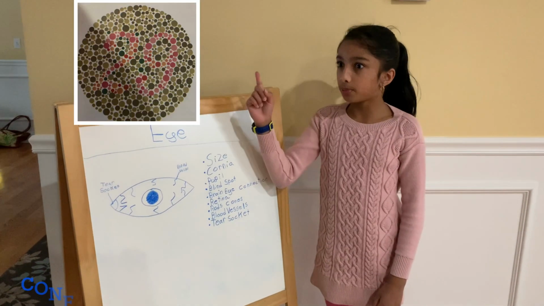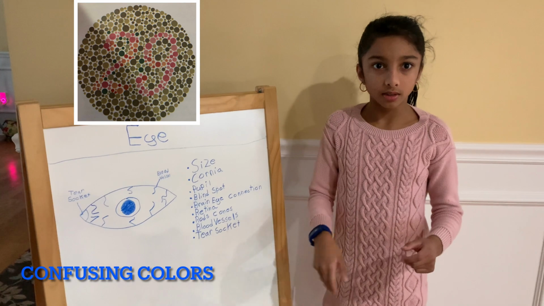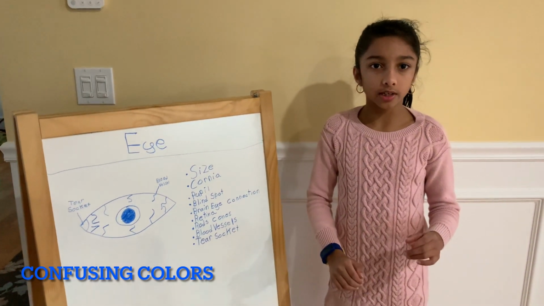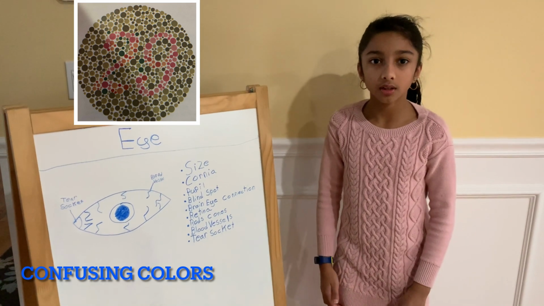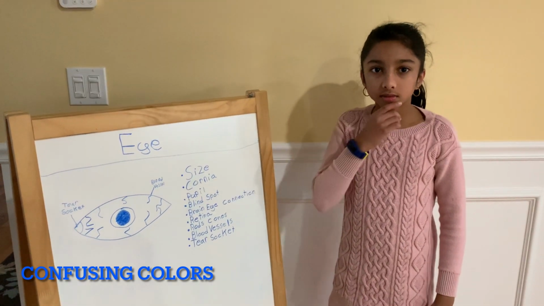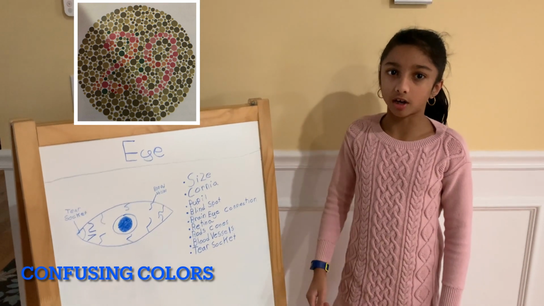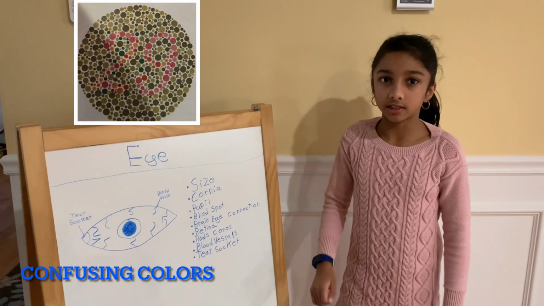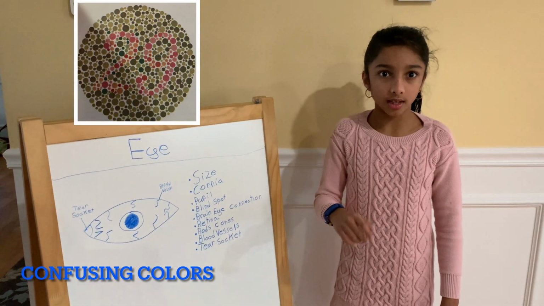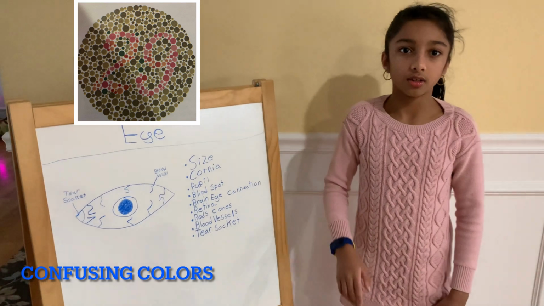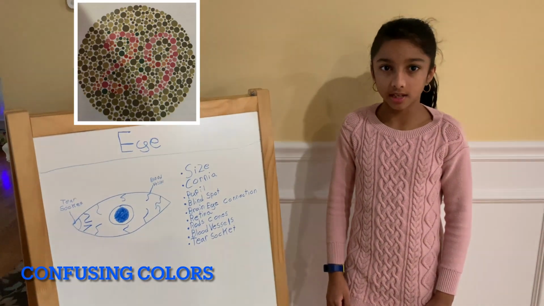I'm going to put a picture over here to see how well you can unconfuse yourself from the colors. You see that the background circles are green, and there's a number in red circles. Stop for a moment and pause this video to think about what this number says.